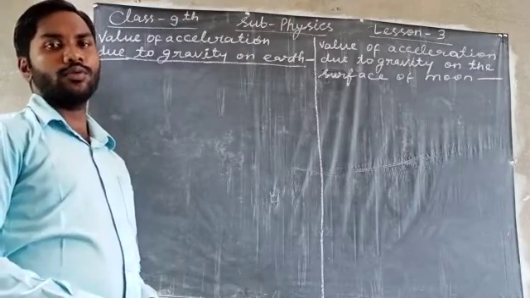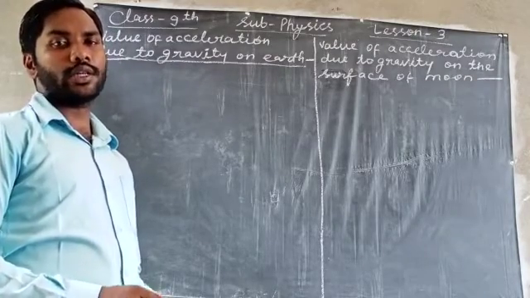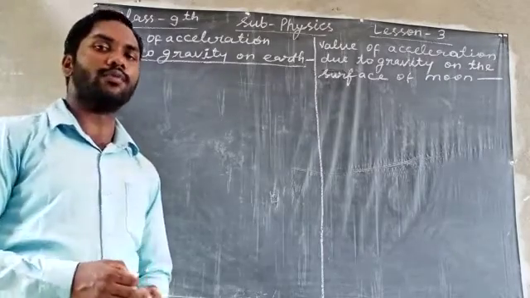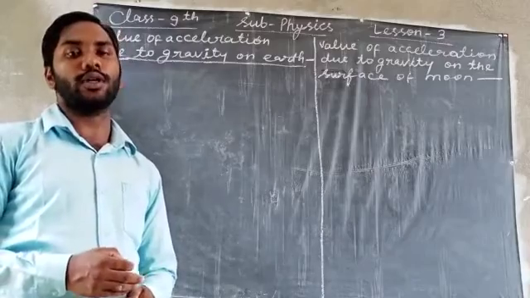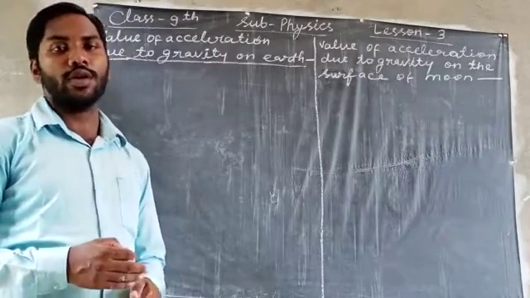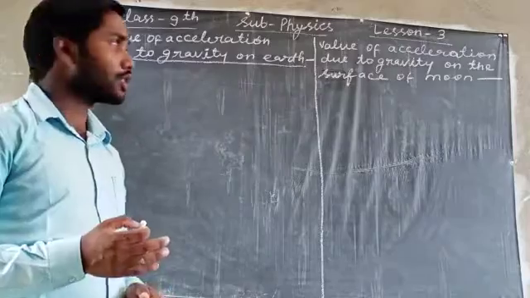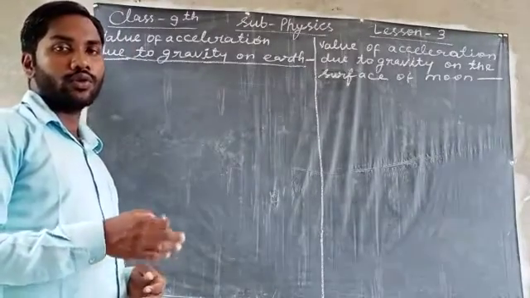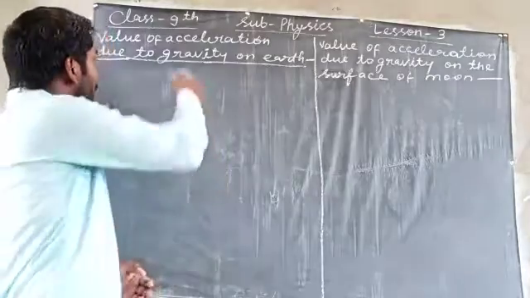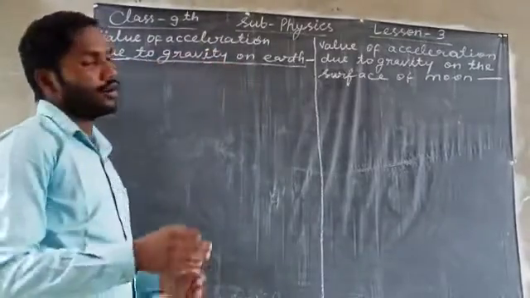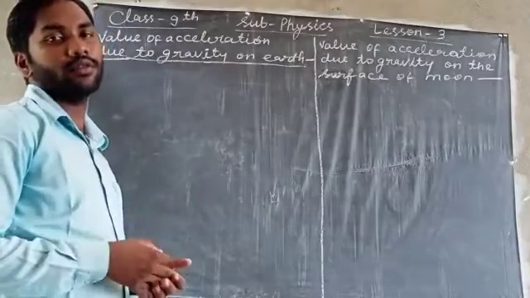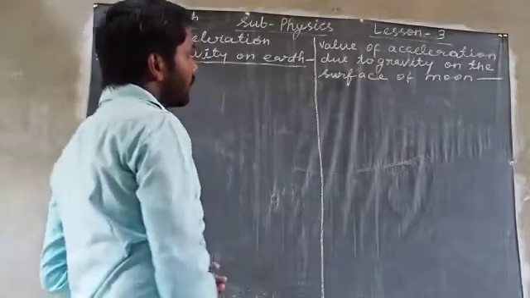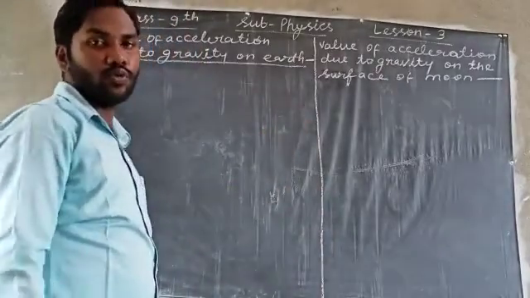In the previous video, we discussed acceleration due to gravity and we also derived its formula. Now in this video, we are going to discuss how to find the value of acceleration due to gravity. Today we will find the value of acceleration due to gravity on the surface of the earth and on the surface of the moon.